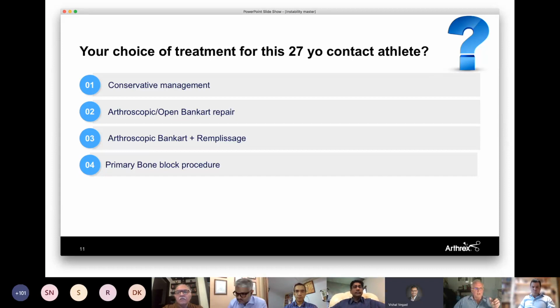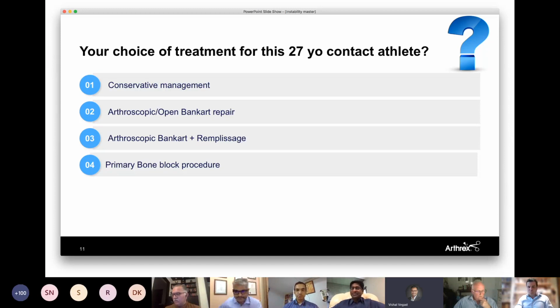Thanks, Mark. So 50% are saying conservative management, 28% would prefer arthroscopic Bankart repair, and 14% are saying arthroscopic Bankart plus remplissage. Primary bone block procedure is 7%. So very interesting, 50% conservative.